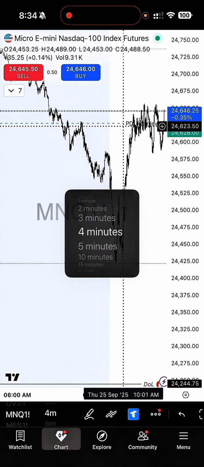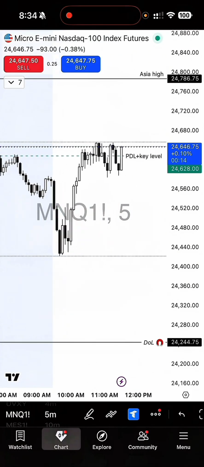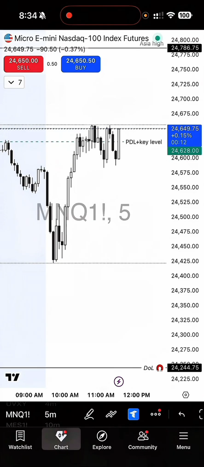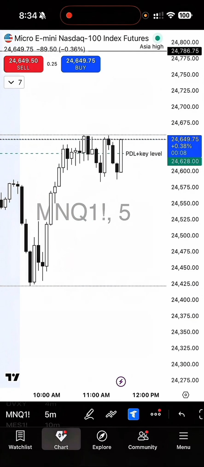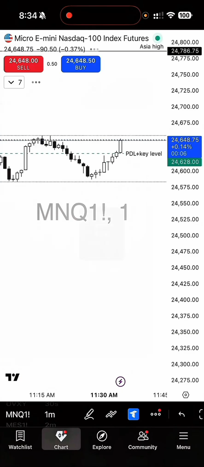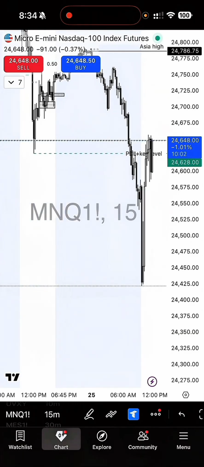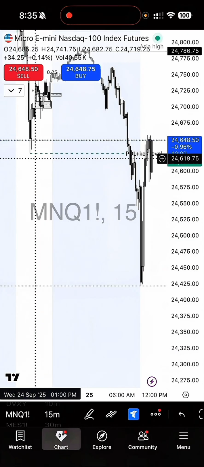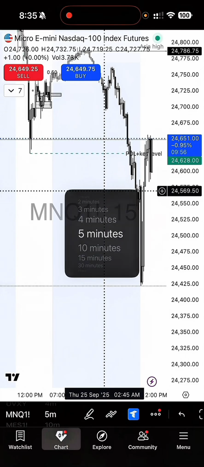So by now you all should know that above key level is always bullish for me, below key level is always bearish for me. That's how I see key levels. And when we came to the key level, this was also previous day low, as you can see. So above this area would be bullish, below this area would be bearish.